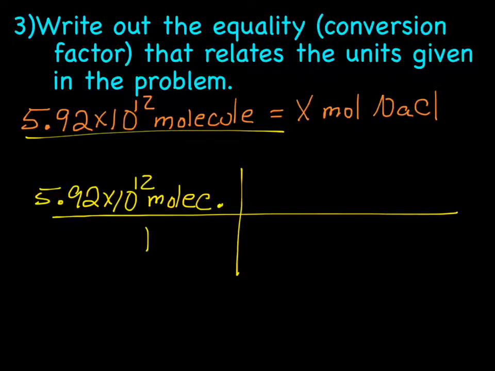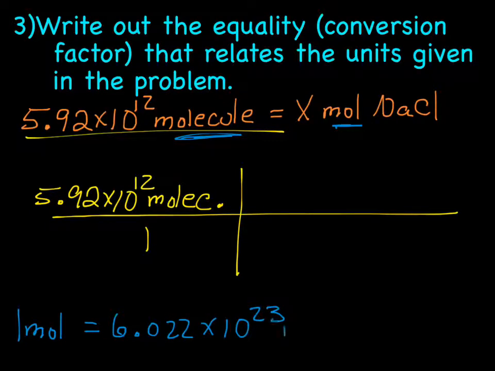Step 3. Write the equality or the conversion factor that relates the units given in the problem. So the units we have in our problem are molecule and mole. And I just gave you the equality, which is 1 mole of something equals 6.022 times 10 to the 23rd molecules. Okay, and we can see again that we have mole there, and we have molecules and molecules. So that is the conversion factor or the equality we're going to use for this particular problem. Actually, for all the problems today.